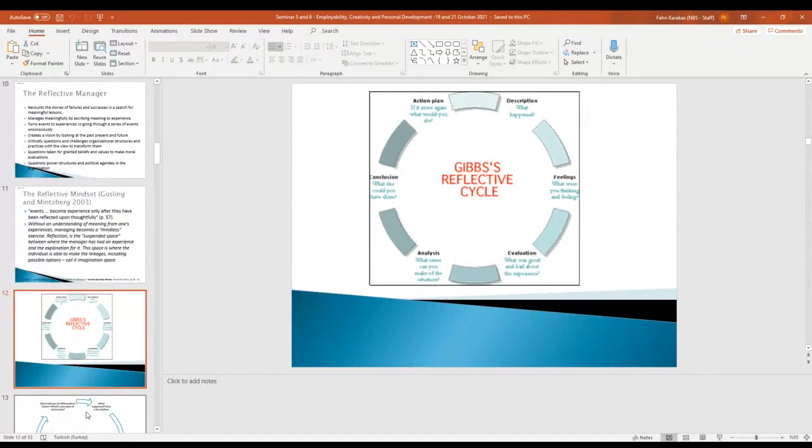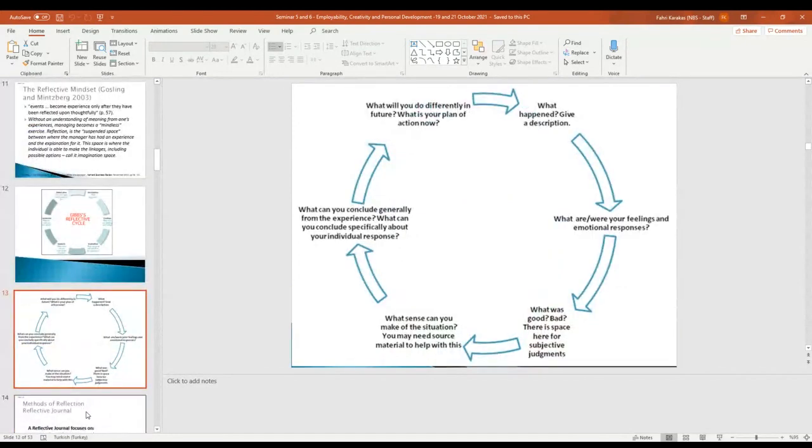So what you will do today is apply the Gibbs Cycle of Reflection. There are 6 stages to this Gibbs cycle. Description, what happened? Feelings, what were you feeling? Evaluation, what was good, what was bad? Analysis, how can you make sense of this experience? Conclusion, what else could you have done? And action plan, if it arose again, what would you do? So these are the questions, okay? What happened? Feelings, evaluation, sense making, conclusion, and action plan.